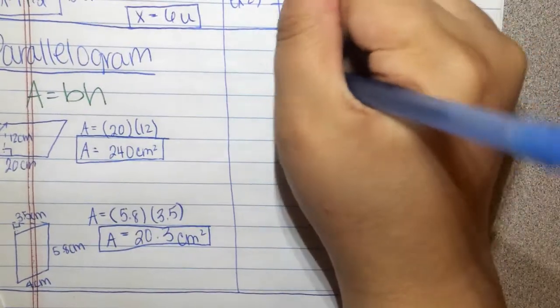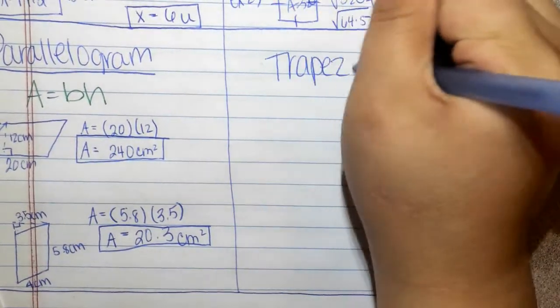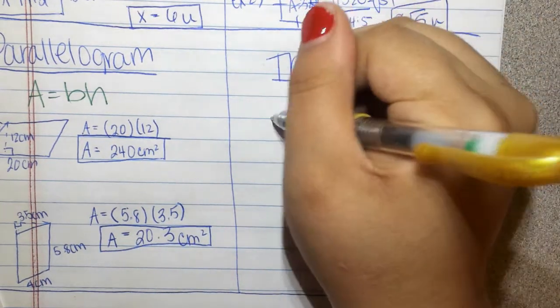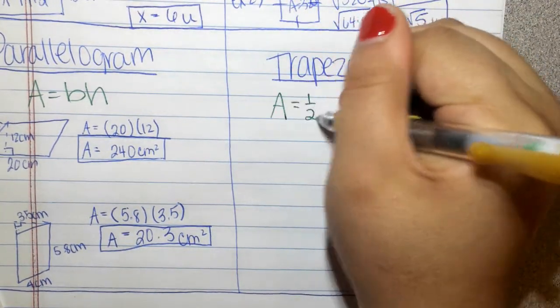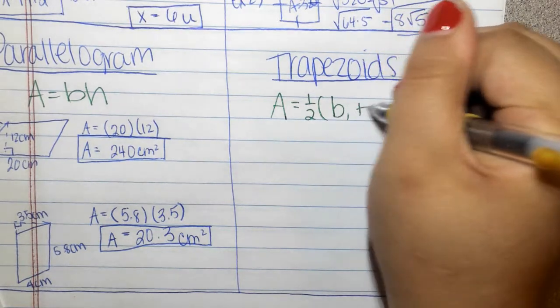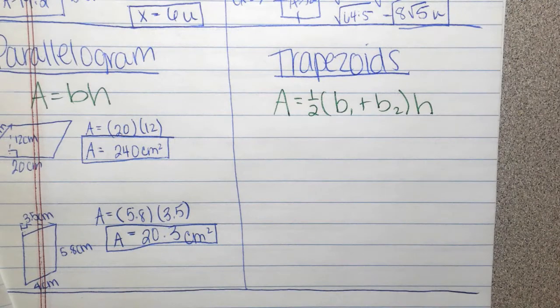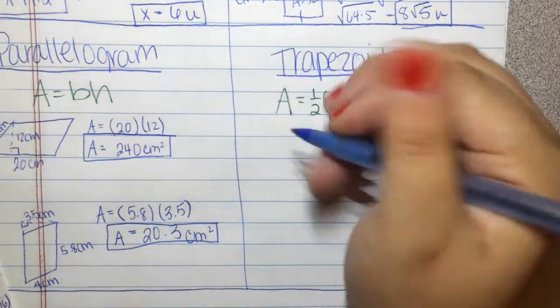All right, next is our trapezoids. So this one is 1/2 base 1 plus base 2 times the height. And you will have to memorize all of these. You are not going to be given a formula chart.